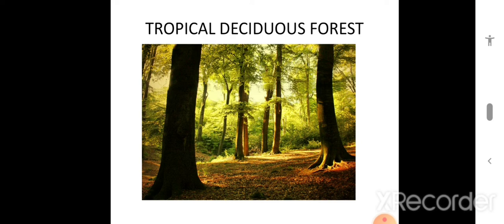Different species shed their leaves at different times. Teak is a dominant species here. Sandalwood, sal and bamboo are other valuable species found here. The important animal life in this tropical deciduous forest includes tigers, leopards, lions, elephants, foxes and deer. A wide variety of reptiles and insects are also found in these areas.